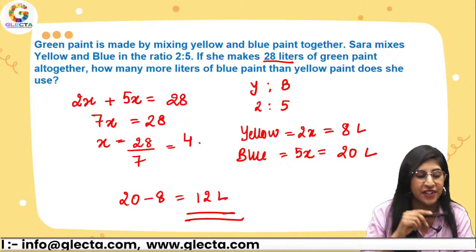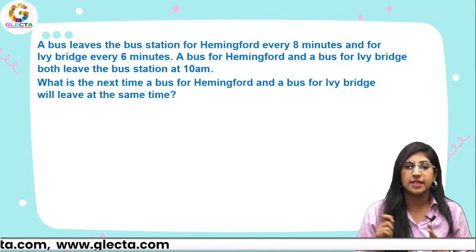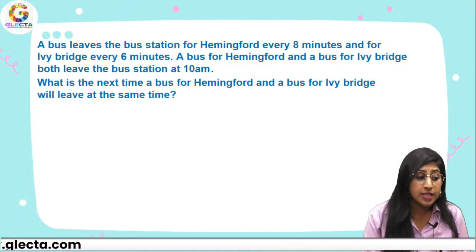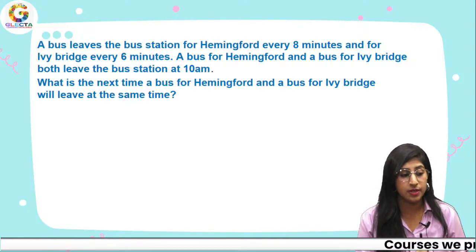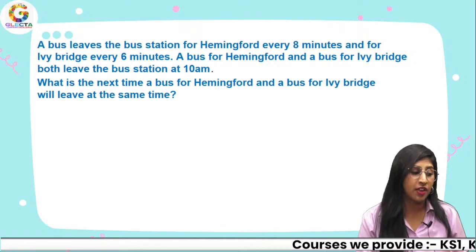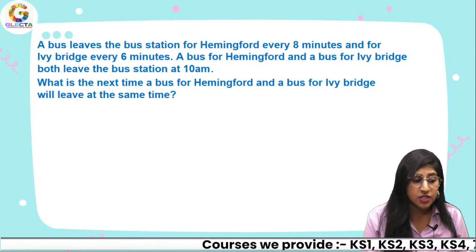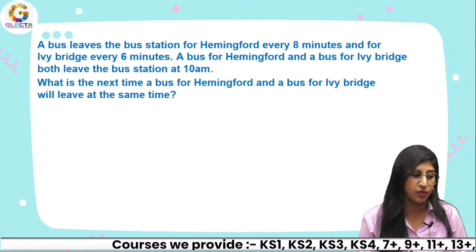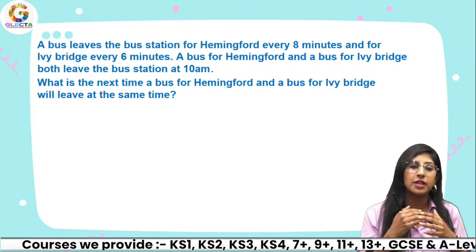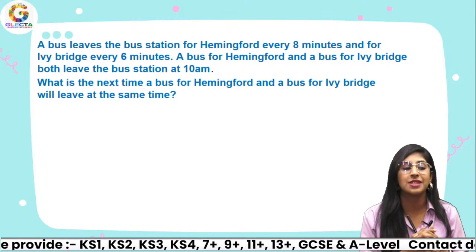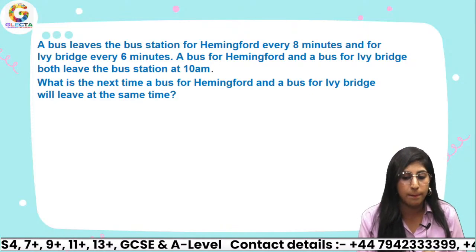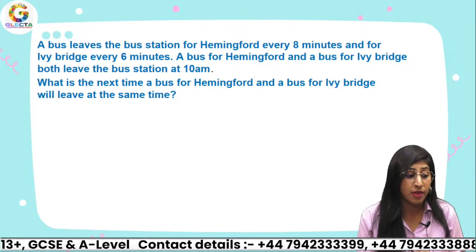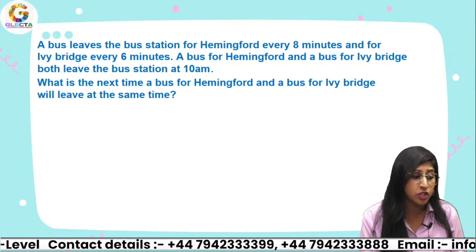Let's come back over here. Now, let's see this question. A bus leaves the bus station for WN every 8 minutes and for Ivybridge every 6 minutes. A bus for WN and a bus for Ivybridge both leave the bus station at the same time, that is 10 a.m. What is the next time a bus for WN and a bus for Ivybridge will leave at the same time?